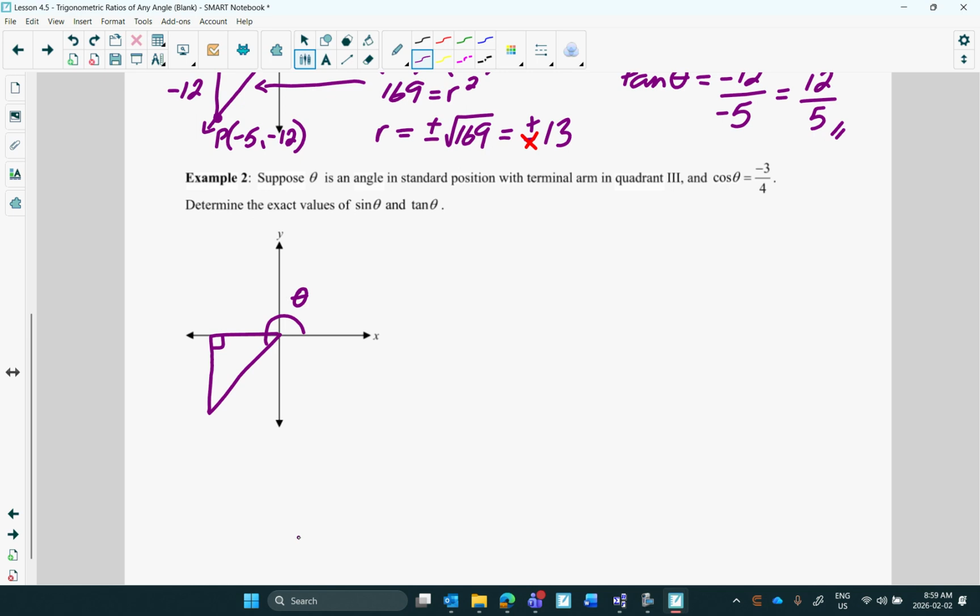Can you determine any of the side lengths? X would be -3 because remember, cosine is adjacent over hypotenuse. So we're actually given two sides. And the negative has to apply to the 3 because the adjacent of a triangle in quadrant 3 has to be negative. And then 4 is the hypotenuse.